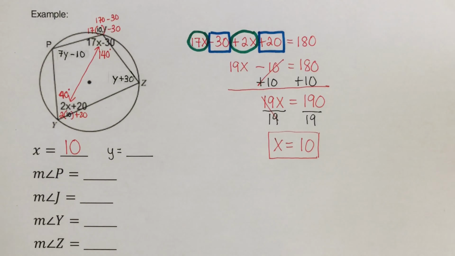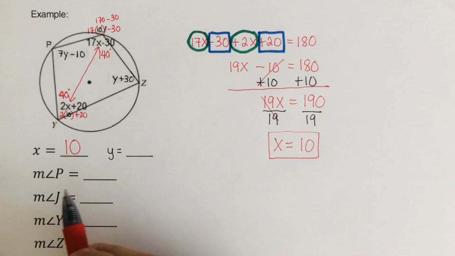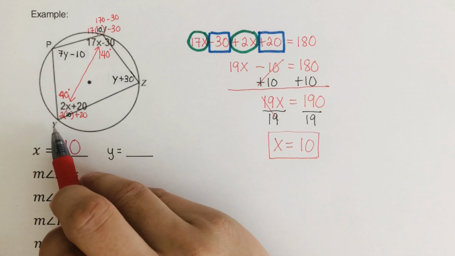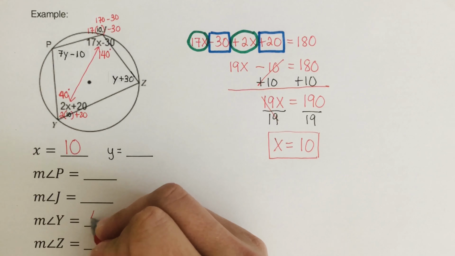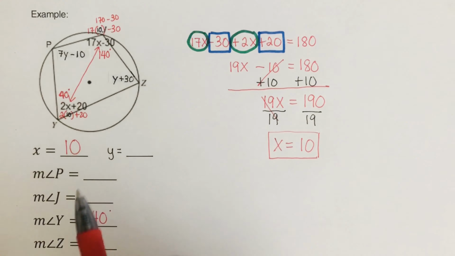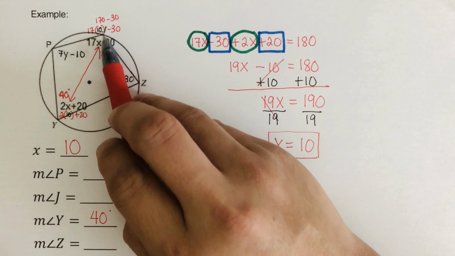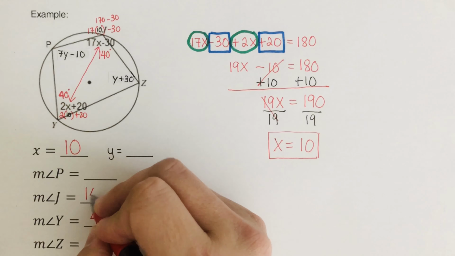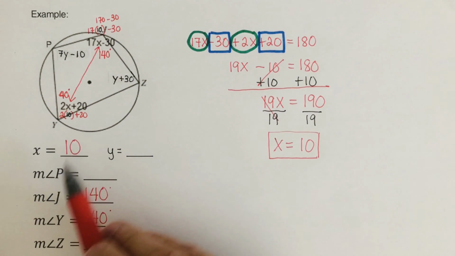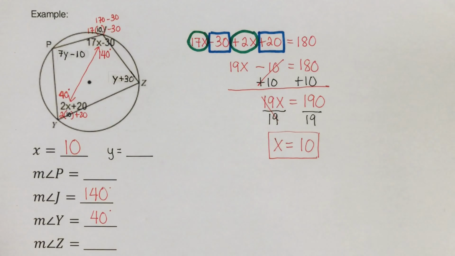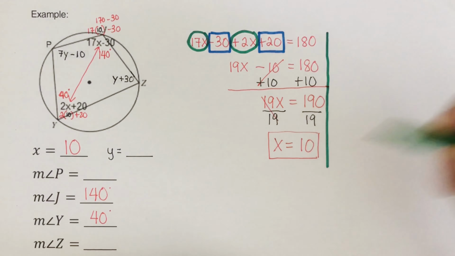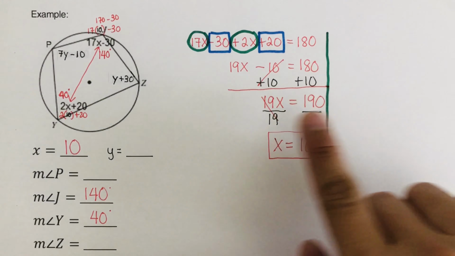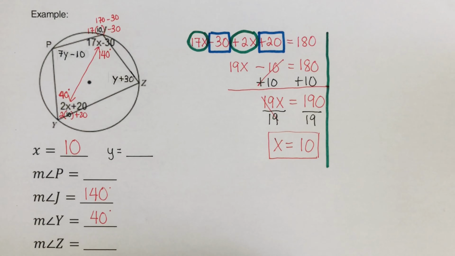Okay, so we go over the problem here. We're now solving for y. But before we do that, our angle y is 40, so we can label this as 40 degrees right here. Our angle J is 140, so we can have 140 right here. So we're missing angle P and angle Z. So I'm going to show the work for angle P and angle Z here by solving for y.